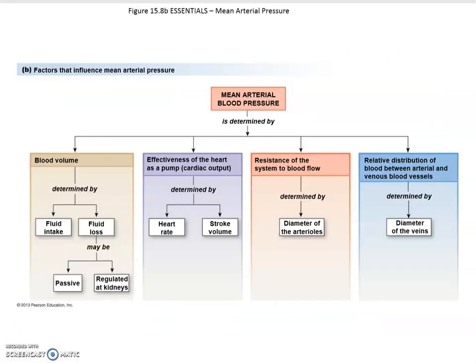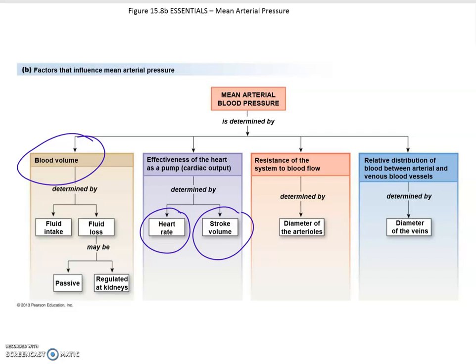Now let's take a look at some of the factors that influence the mean arterial pressure. So for one, of course, the blood volume is going to play a role. More volume means more pressure. And the effectiveness of the heart as a pump, so how well it can contract, how strong is the contraction, that also determines the heart rate and the stroke volume. So these are big factors right here.